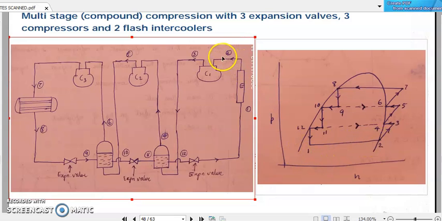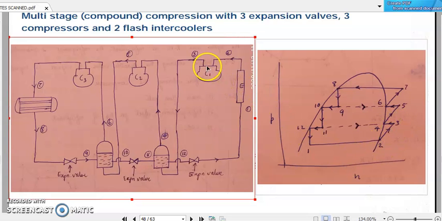At 2 the refrigerant enters the first stage compressor C1, where it undergoes isentropic compression from 2 to 3. Isentropic compression 2 to 3 can be represented as an inclined line in the pressure enthalpy diagram.